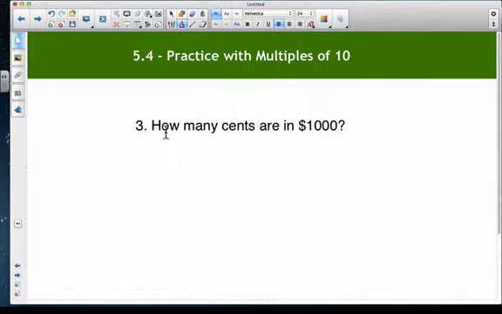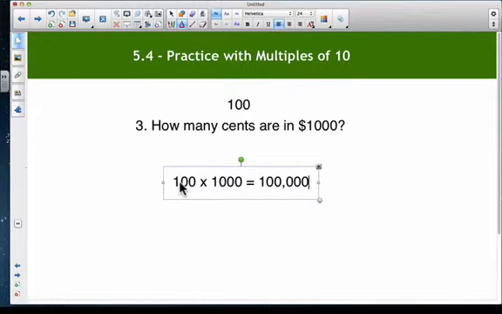How many cents are in $1,000? I'm going to ask myself how many cents are in $1. How many cents in $1? I know that word cent means 100, and hopefully I've had enough prior experience with money that I know that there are 100 cents in $1. And now I need to know how many are in $1,000. So I'm going to say 100 times 1,000. I multiply the whole numbers together. Again, we've had practice with this problem. And because I don't have a cent sign, I'm just going to write the label cents, but you would write a C with a line through it.